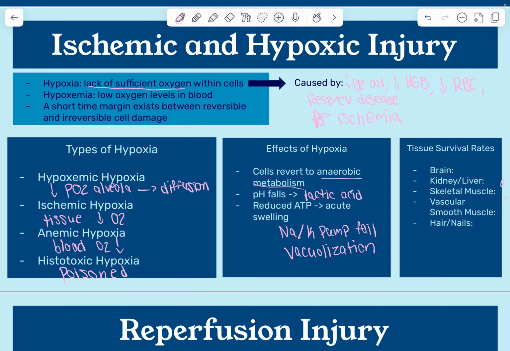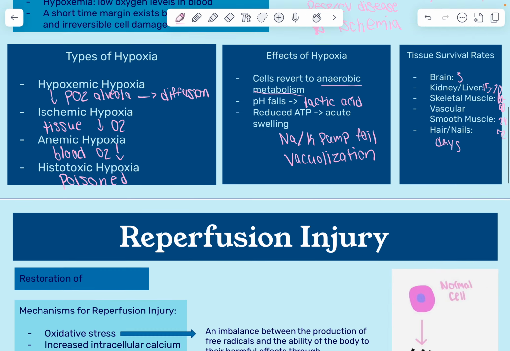So our tissues all have different survival rates depending on how long they can last without oxygen. So the brain can only last 3 minutes. Our kidneys and liver can only last 15 to 20. Our skeletal muscle can last 60 to 90 minutes. Our vascular smooth muscle can last 24 to 72 hours. And our hair and nails can actually last days without any oxygen.